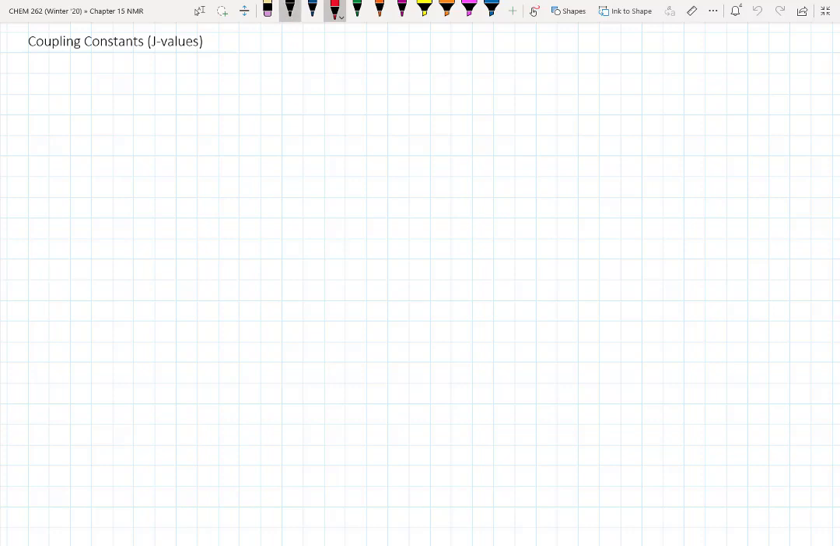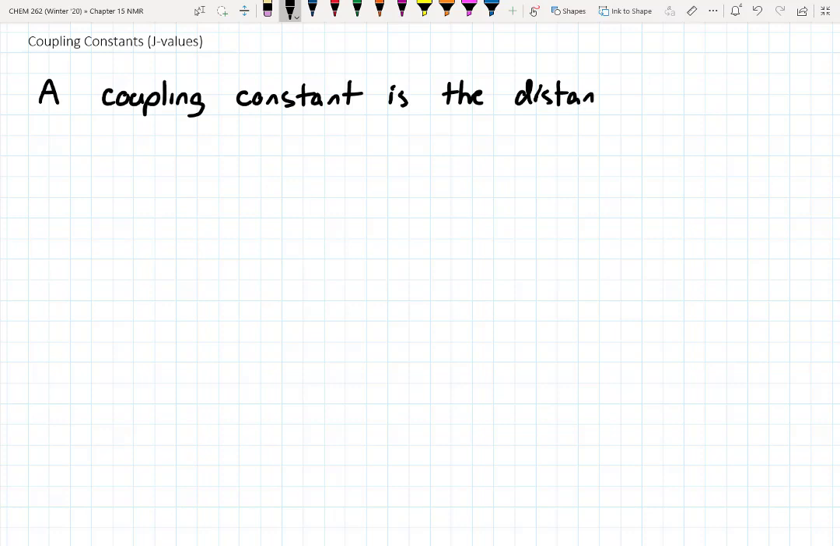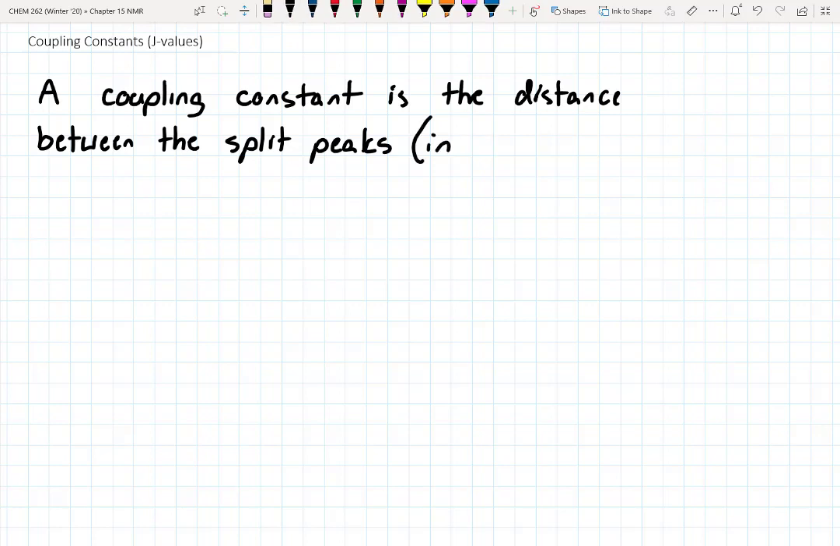We're going to start talking about coupling constants. So a coupling constant is essentially how wide the splitting is. So it's the distance between the split peaks, and the way we measure this is in hertz. We're really not going to focus on that too much for right now, but that's the actual unit that we measure coupling constants in, hertz.